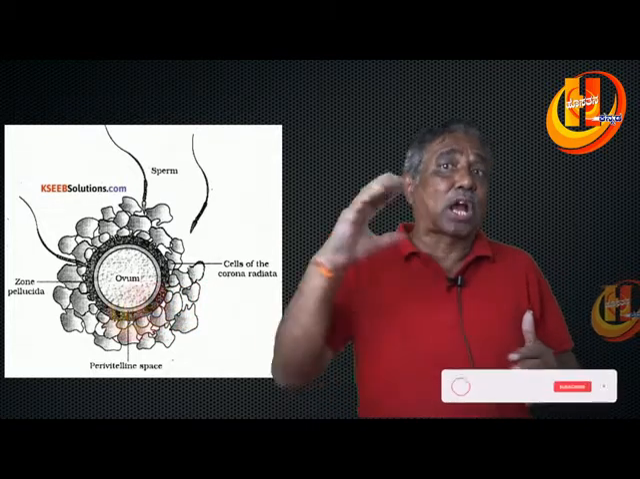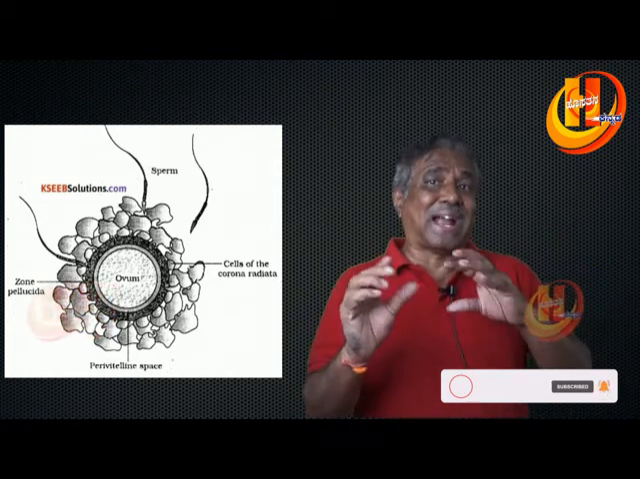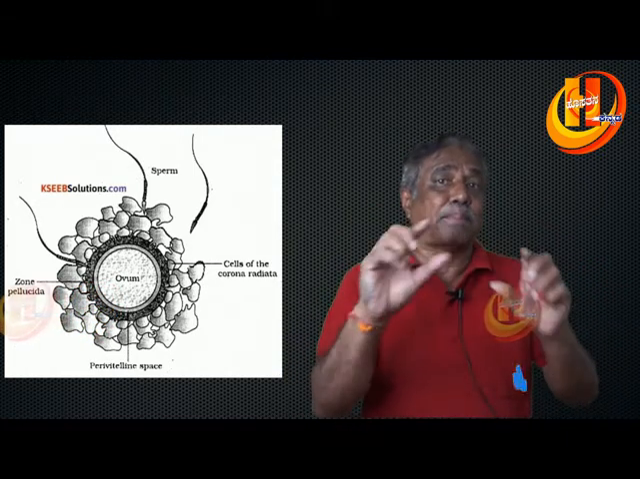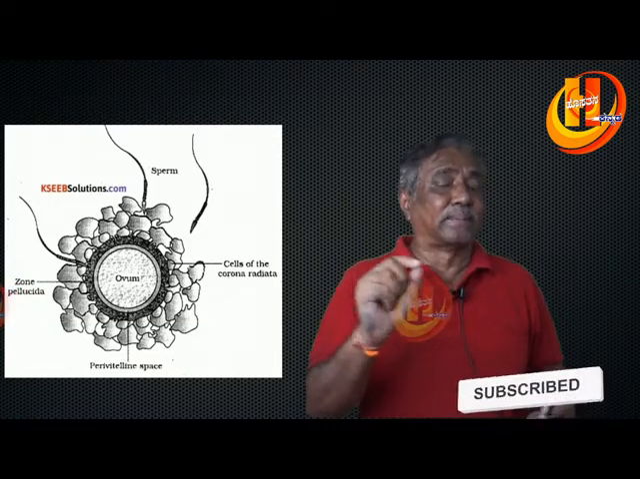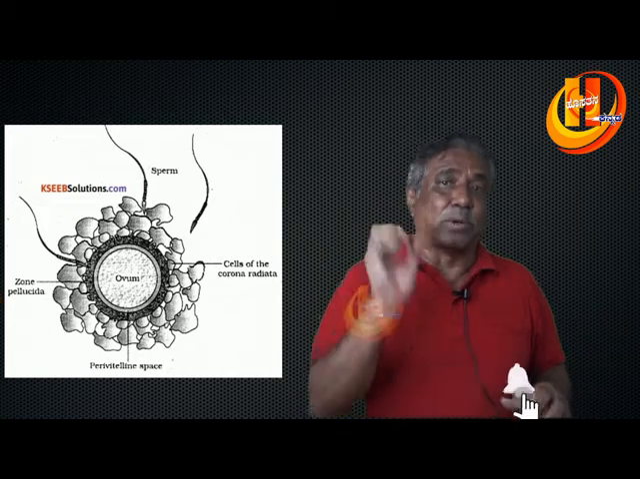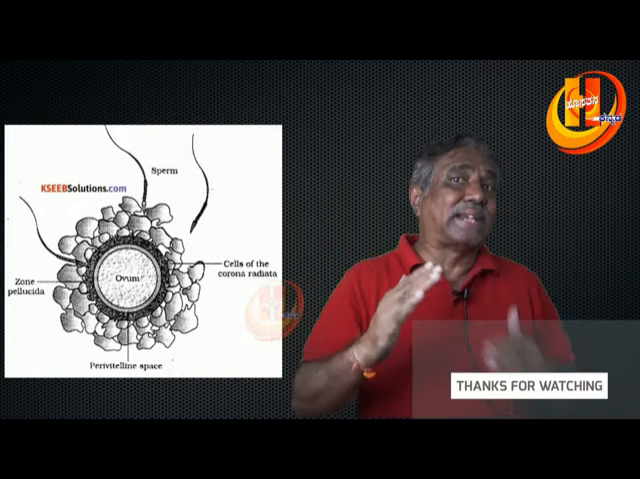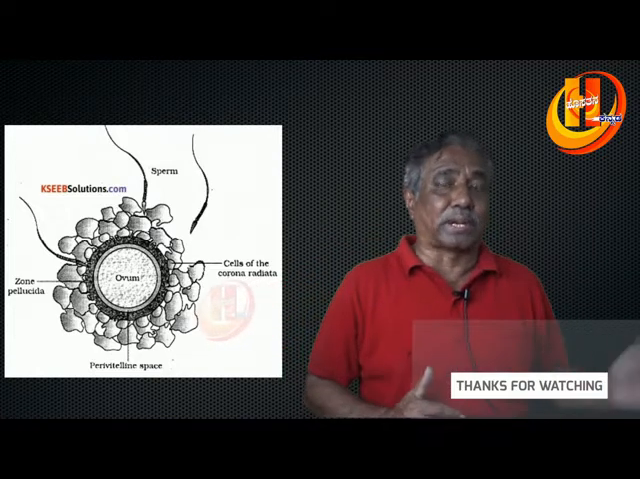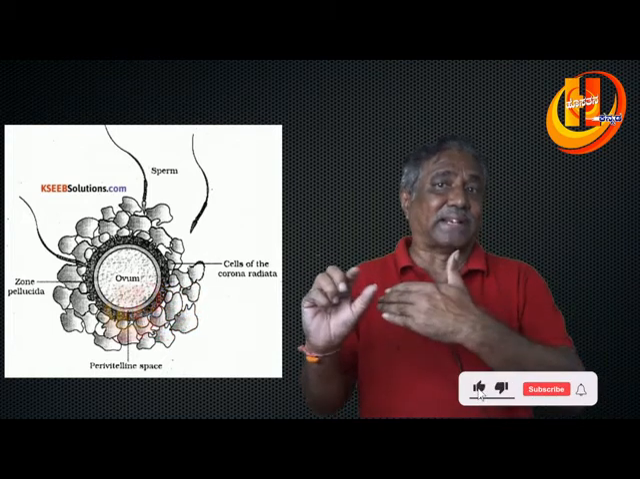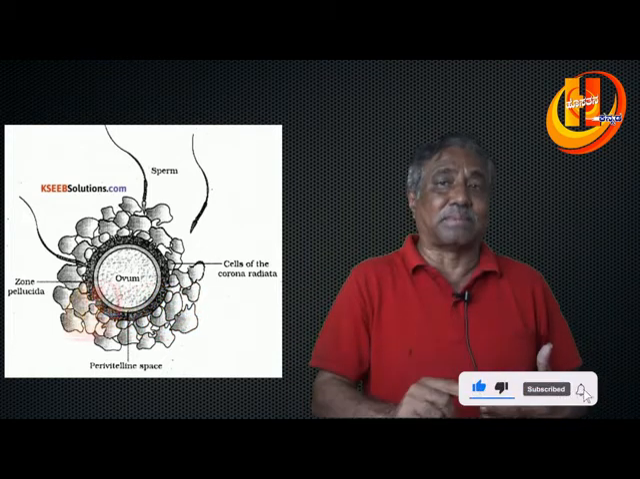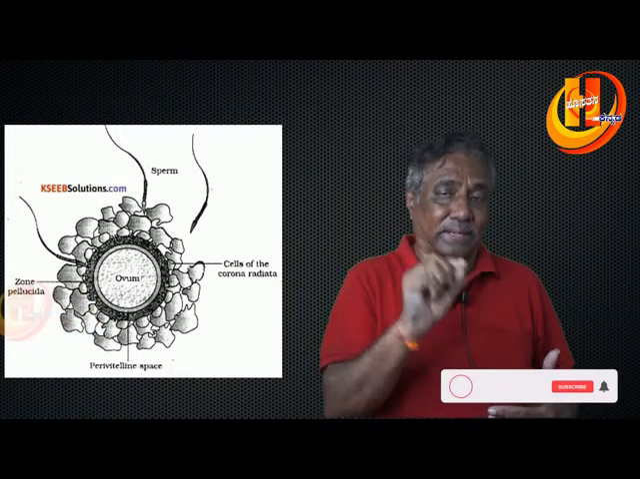The outer layer is corona radiata, which is cellular, and next to this is zona pellucida, which is non-cellular. This is very important for NEET: zona pellucida is non-cellular. Next is the vitelline membrane. The space between the zona pellucida and the vitelline membrane is called the perivitelline space.